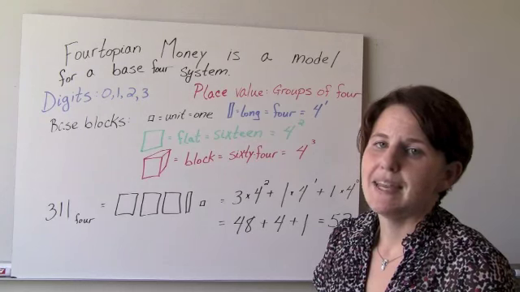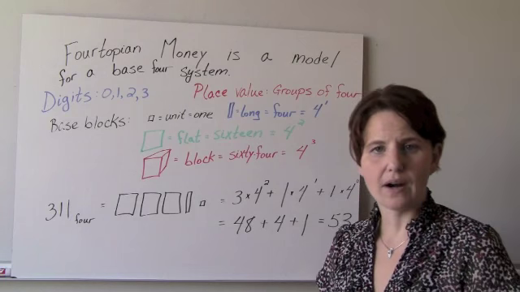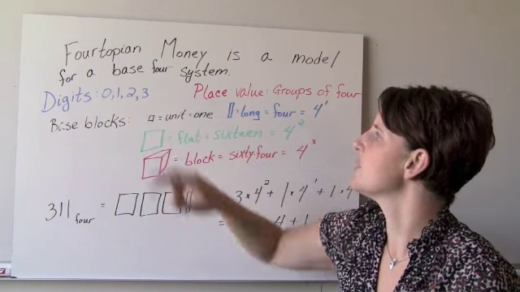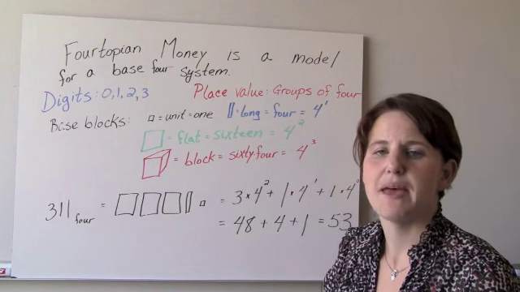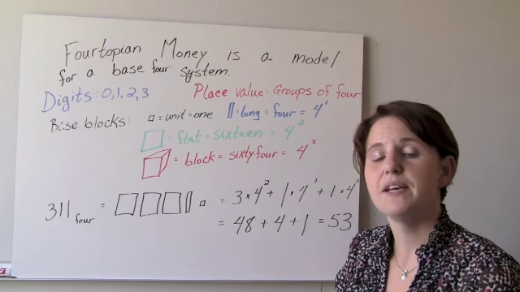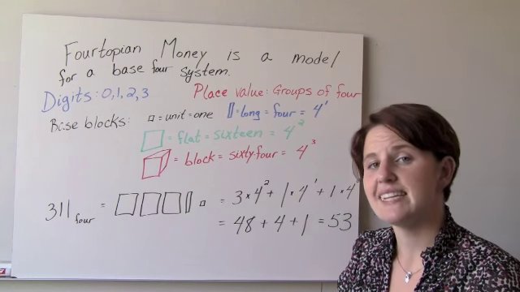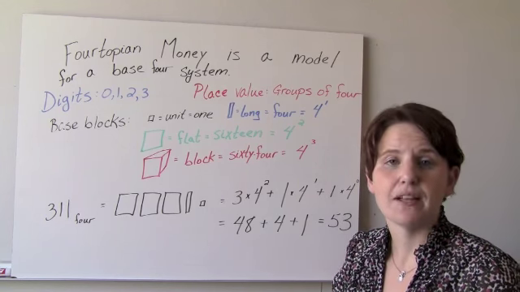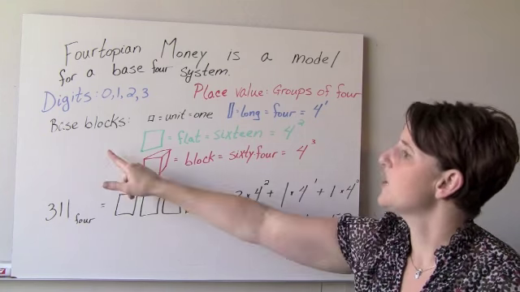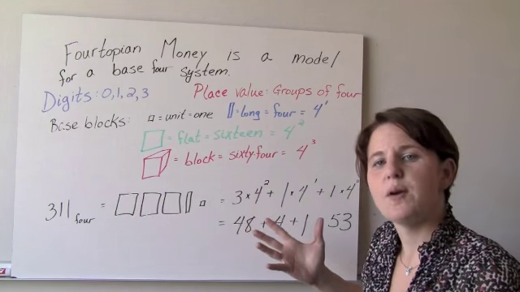The Fortopian money system is actually a model of base 4. Base 4 is using the digits 0, 1, 2, and 3, and our place value is based on groups of 4. When you think about those bills that the Fortopians have, they have a $1 bill, a $4 bill, and a $16 bill. The $16 bill is 4 groups of 4. So that's 16.